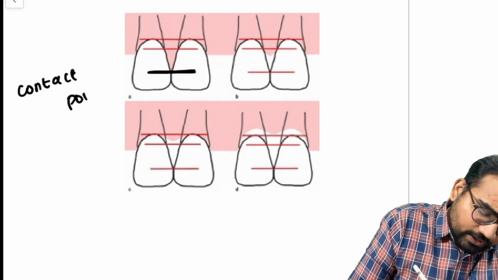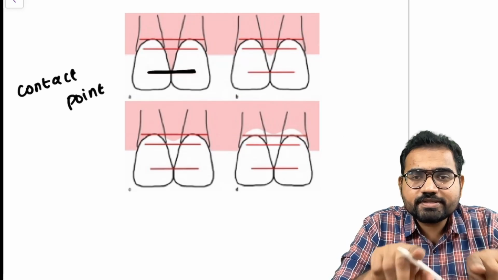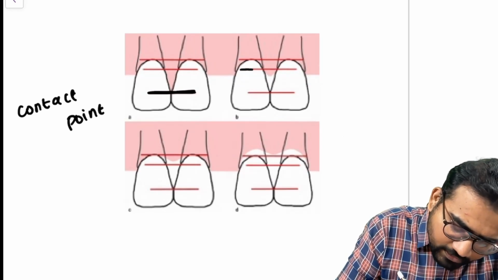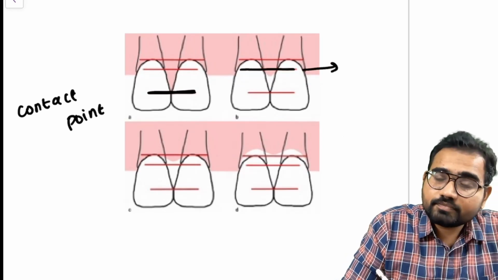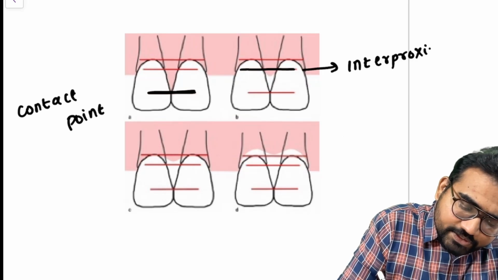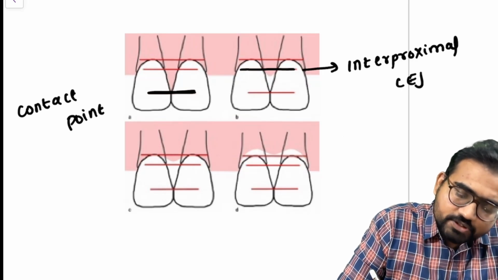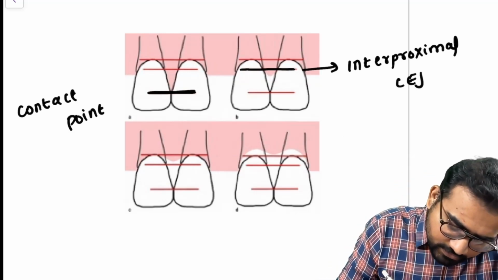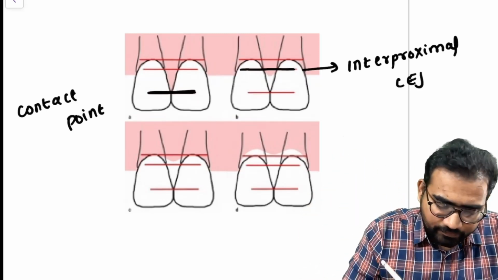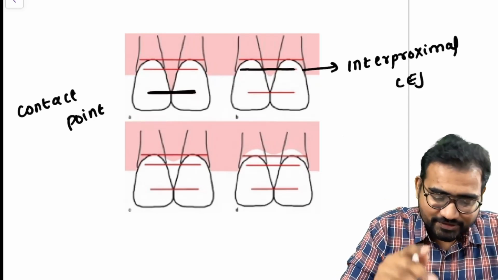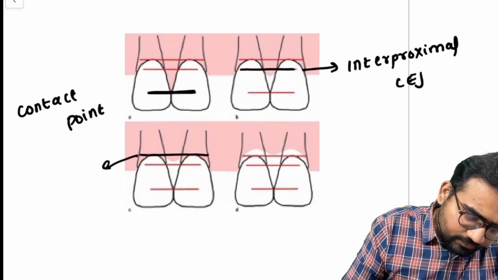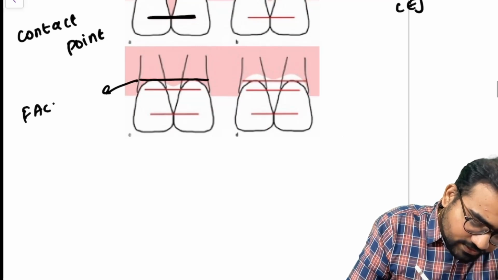This is your contact point, which means the two teeth are going to intersect there. The second line is your interproximal CEJ. The third point, see, I'm marking the different images to avoid confusion, and everything will apply for all the images. Now the third point, as you see here, will be your facial CEJ.